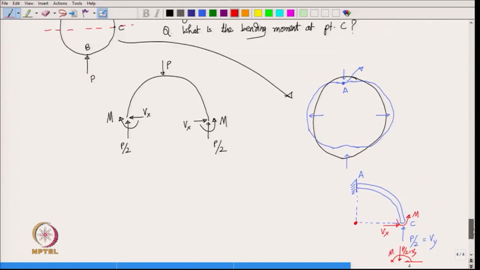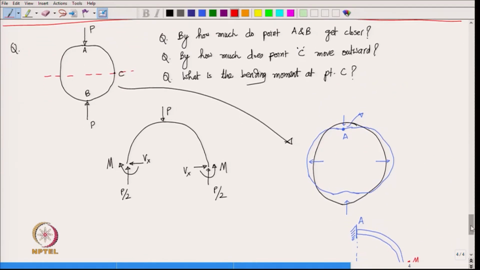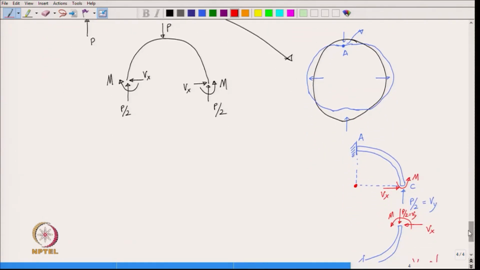So, for example, look at question number 2. By how much does point C move outward? To get how much point C moves outward, that is actually the corresponding displacement of Vx, is it not? So, we simply have to find del E by del Vx, and that is the corresponding displacement of point C, right.